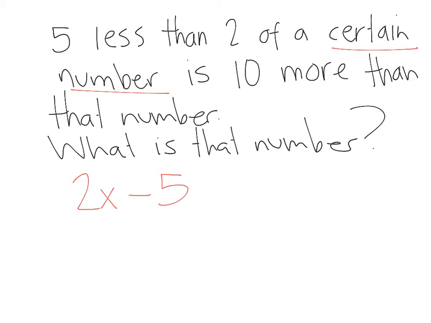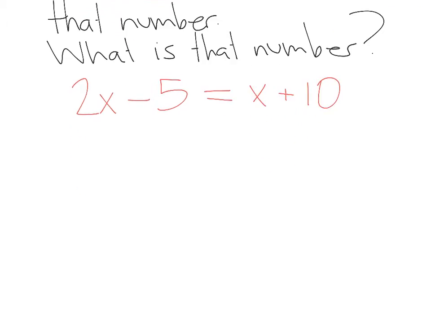Now, 5 less than 2 of a certain number is, I'm going to interpret that to mean equals. If something is something, it equals something. Is 10 more than that number. That number, remember, we called it x, and it says it's 10 more than that number. So that means we have to put a plus 10 at the end of it. So that's my new equation, and that's what I'm going to have to solve.